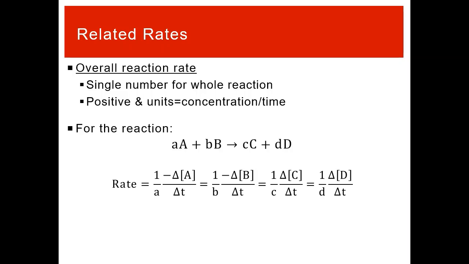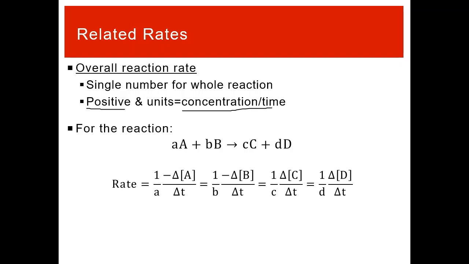The overall reaction rate should be always positive, and the units are concentration over time. This is always going to be your description of what we're dealing with when we're describing an overall reaction: a single number that is always positive. So this is going to be the first place where we're going to start to see a generic reaction.